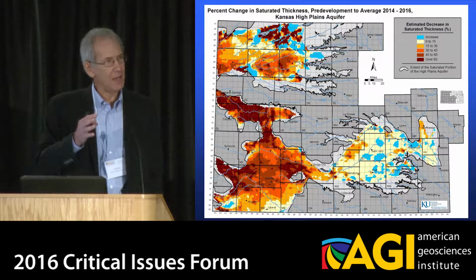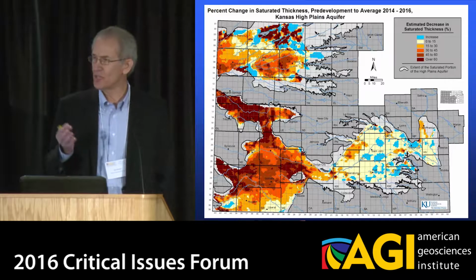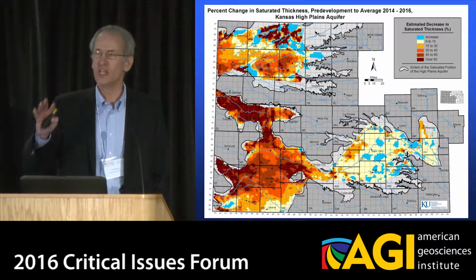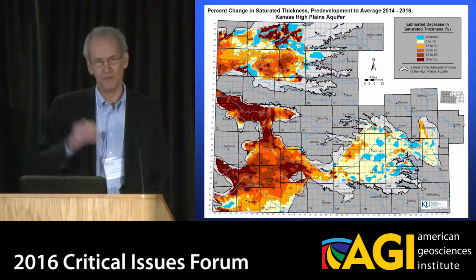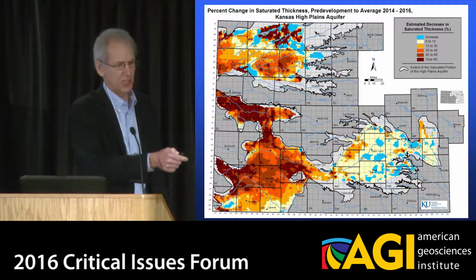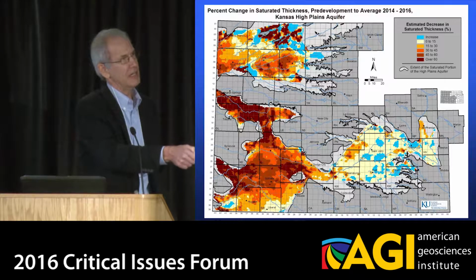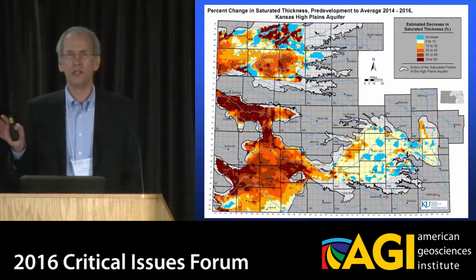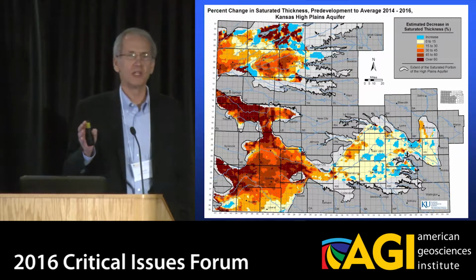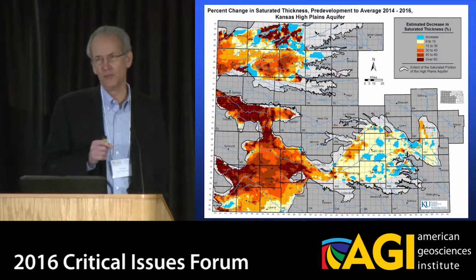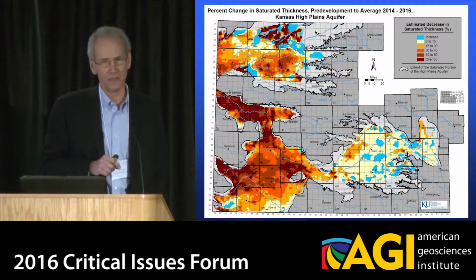Now on this map, blue indicates aquifer thickness increases. All the other colors indicate decreases of varying percentages. These blues that you see in the western third of the state, down here, don't attribute any significance to those. Those are areas of very thin saturated thickness at the time of pre-development, so they're not of economic significance.